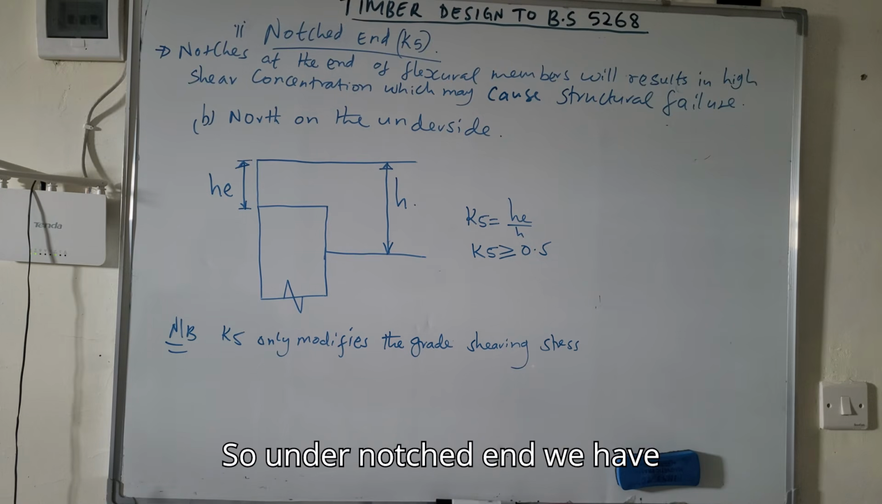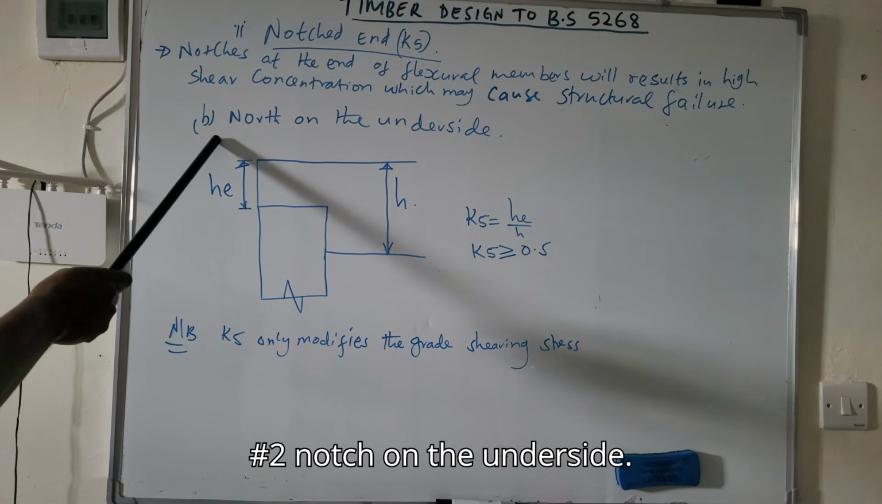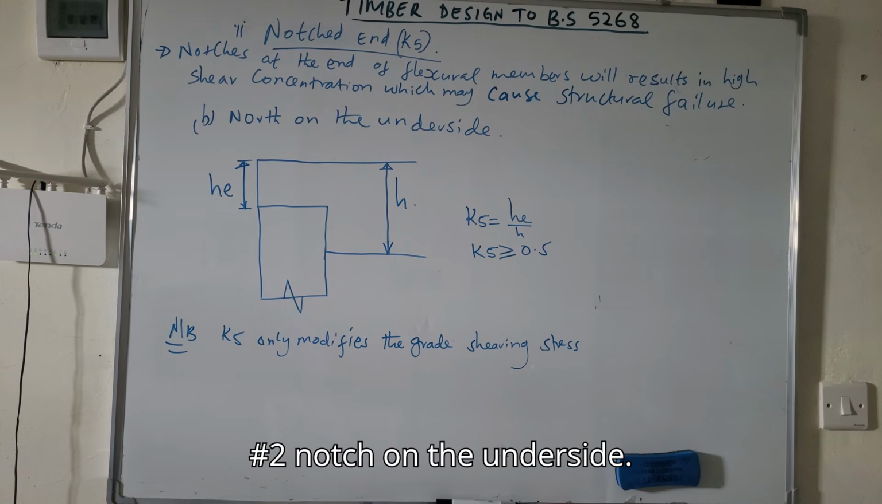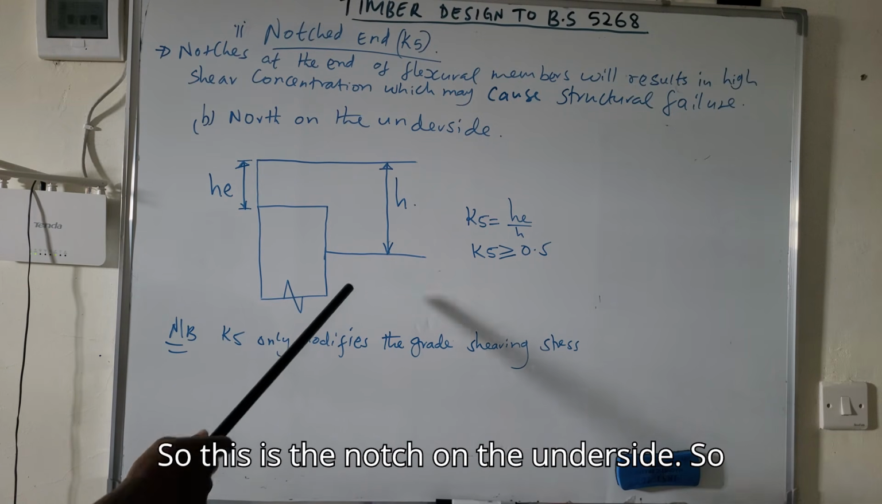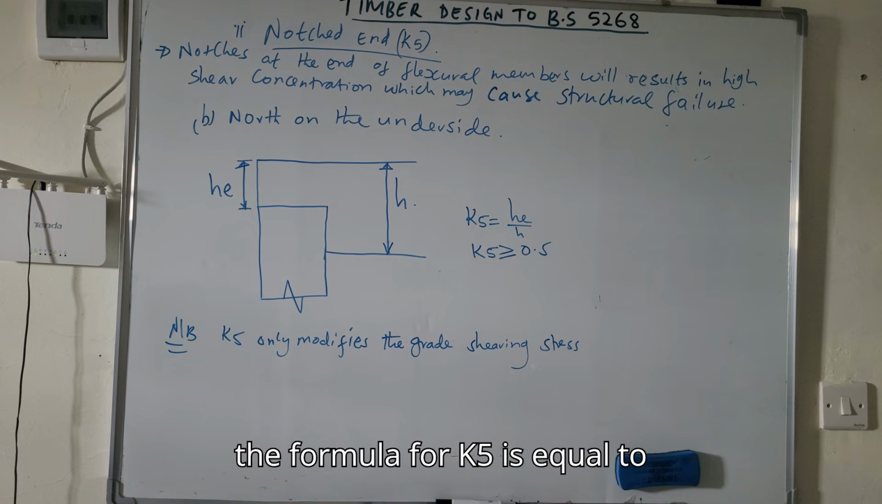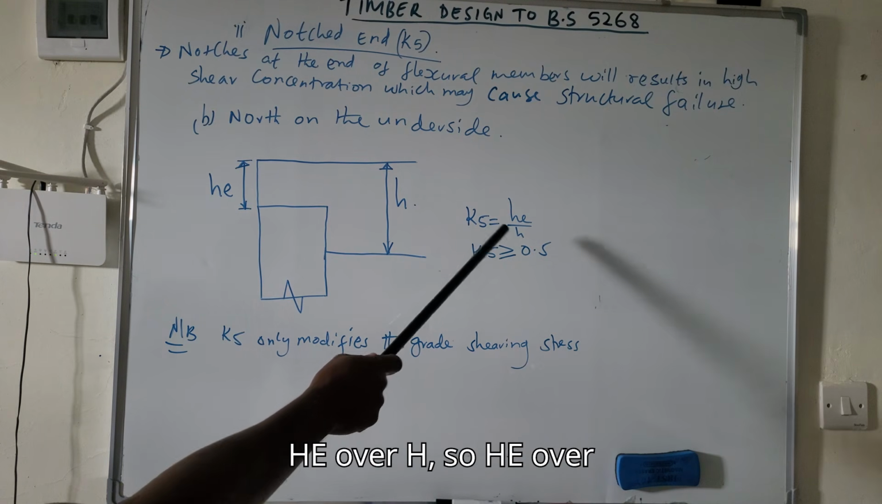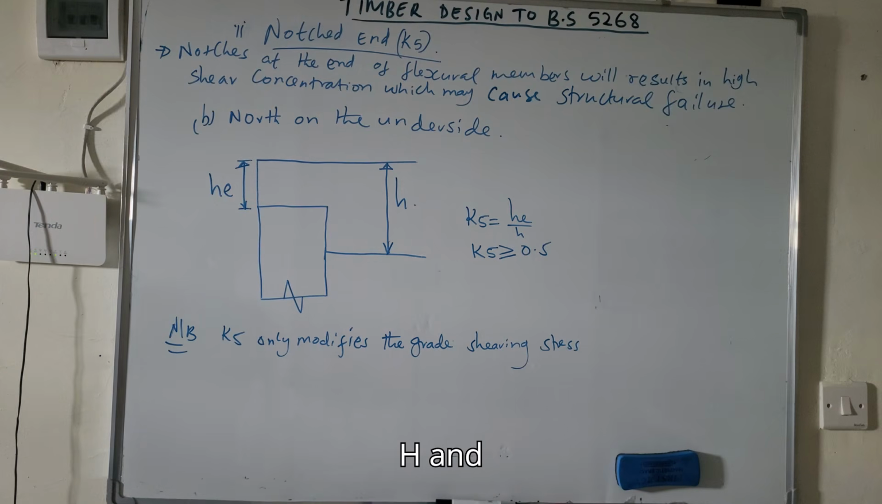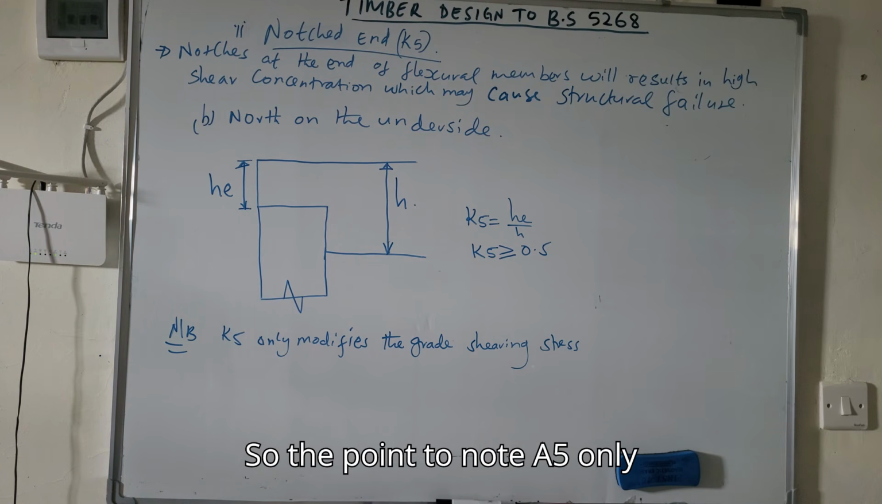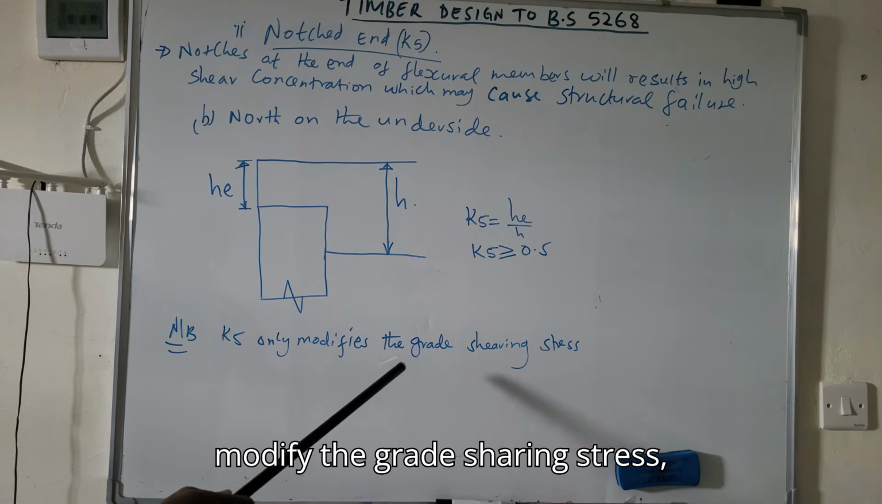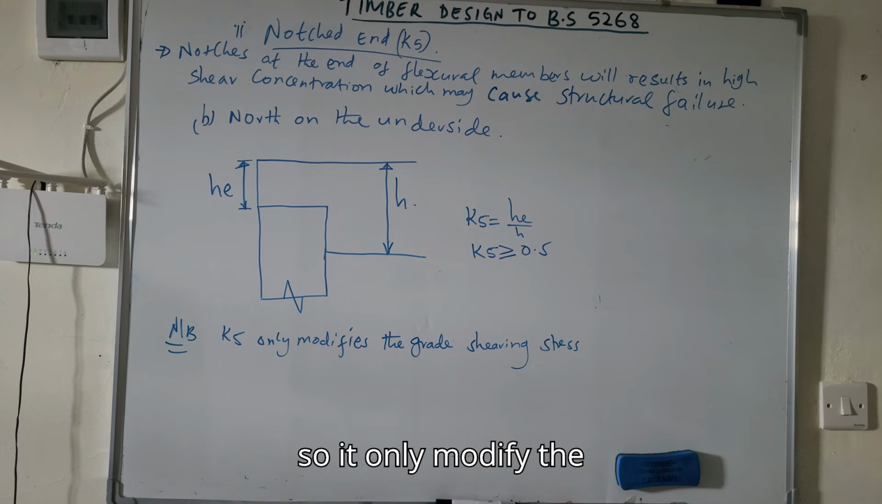Under notched end, we have number 2, the notch on the underside. So this is the notch on the underside. The formula for K5 is equal to he over h, and K5 should be greater than or equal to 0.5. The point to note is that K5 only modifies the grade shear stress.